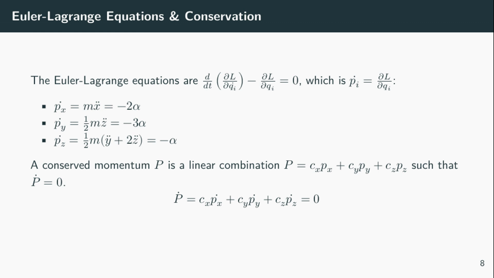We hypothesize that a conserved quantity, P, might exist as a linear combination of these momenta. P equals c_x p_x plus c_y p_y plus c_z p_z. For this total momentum P to be conserved, its time derivative P dot must be 0. This implies that the sum of c_x times p_x dot plus c_y times p_y dot plus c_z times p_z dot must equal 0.